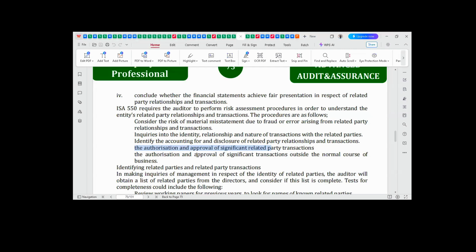Okay, then the authorization and approval of significant transactions outside the normal course of business. That's just what I just explained now. Normally, it's supposed to be 28,550,000. You are buying 3,000 liters at 850 naira per liter. Well, in this instance, the person pays 750 for the 3,000 liters of PMS. Who gave the approval? All right. These are the audit procedures that will be performed.